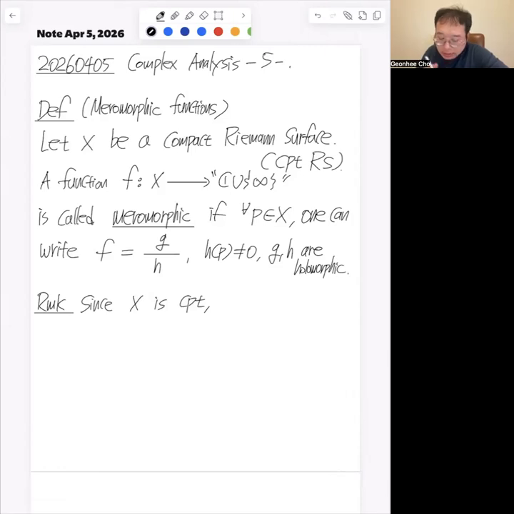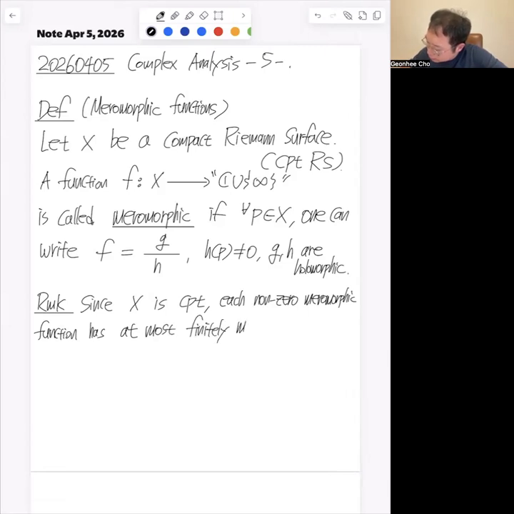So we can see that each non-zero meromorphic function has at most finitely many zeros and poles. Because the set is isolated, which is a discrete subset inside of the compact set, it must be finite.